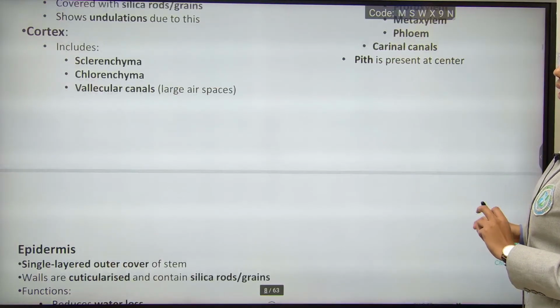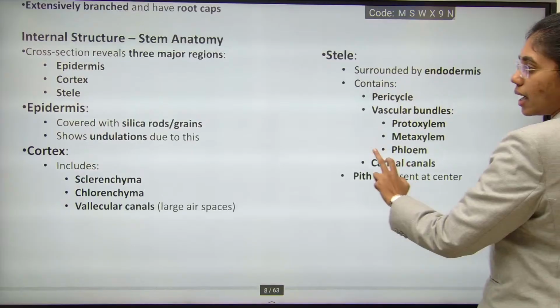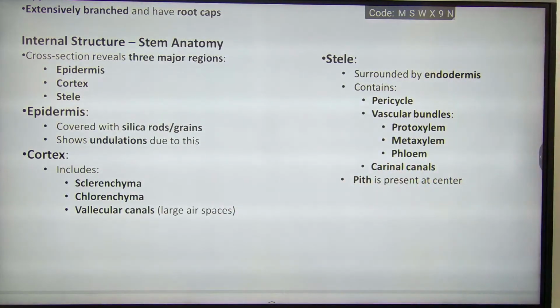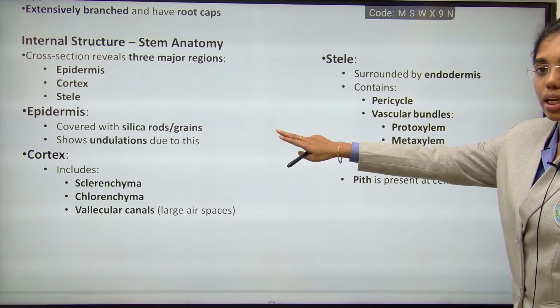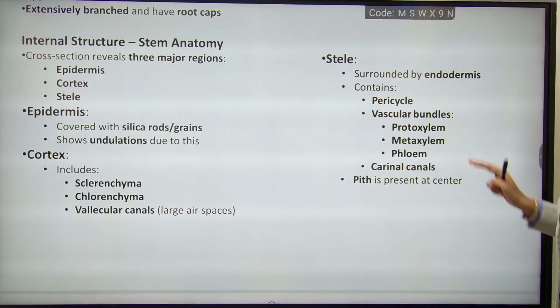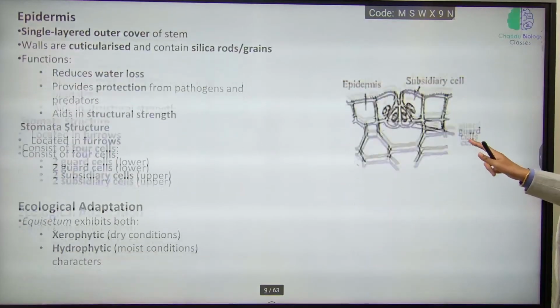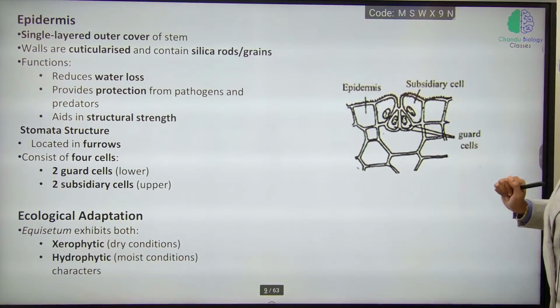Now, a small correction. Carinal canals, they are present in the cortex region. Vallecular canals are present in the stellar region. Okay, remember, carinal canals present in the extrastellar region, vallecular canals in the stellar region. That is a small correction in that slide. Please note it down.